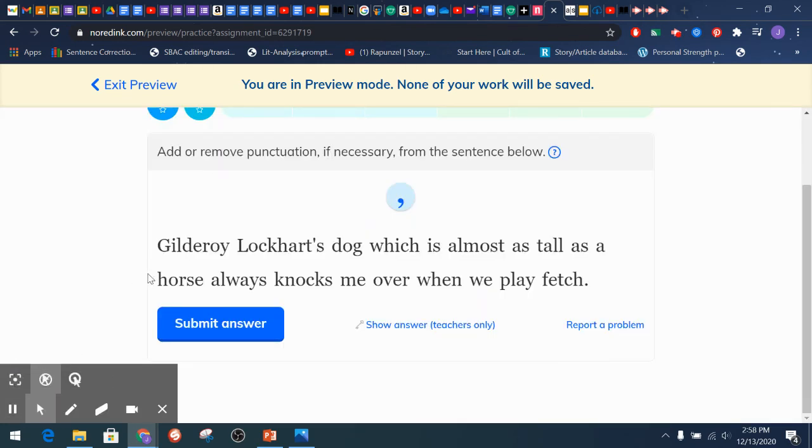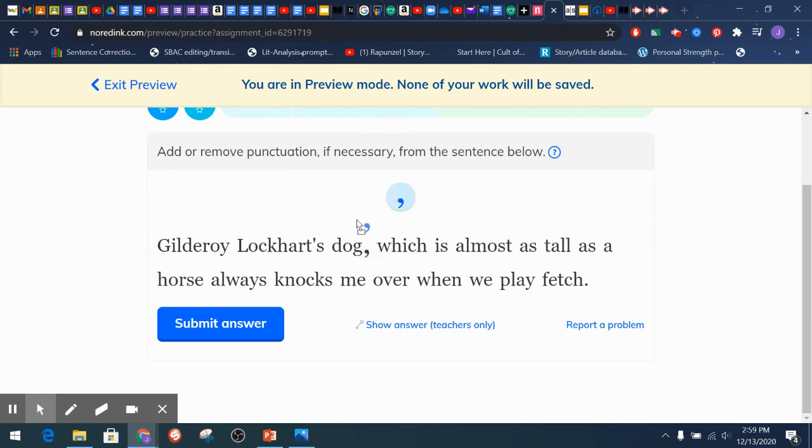And here's a sentence with a which phrase in the middle of it. Now remember, those phrases have to be set off with a comma on both sides. So Gilderoy Lockhart's dog, which is almost as tall as a horse, always knocks me over when we play fetch. You could just say Gilderoy Lockhart's dog always knocks me over when we play fetch. This is not a necessary phrase. It gets set off by a comma.